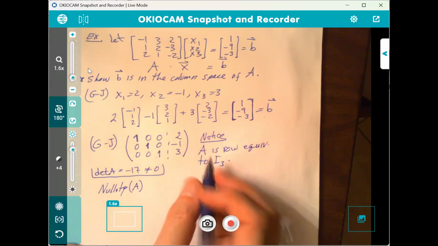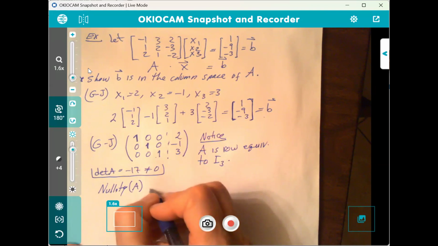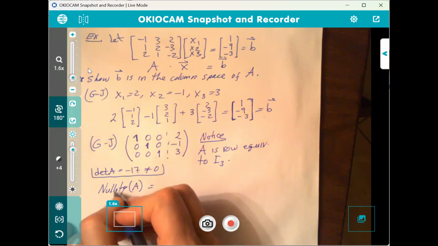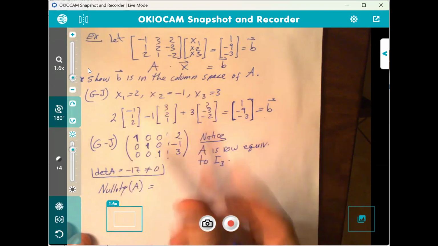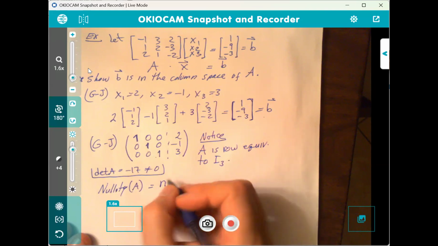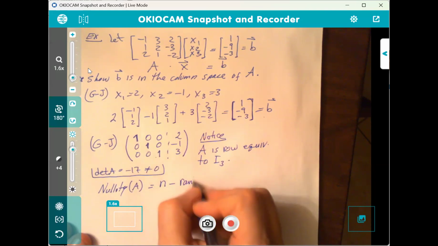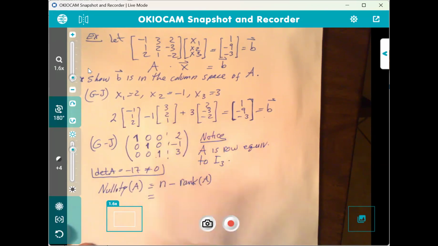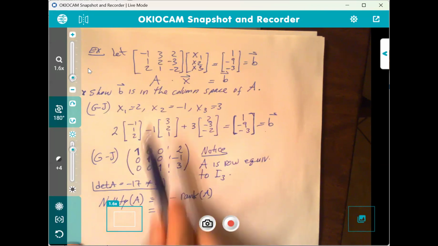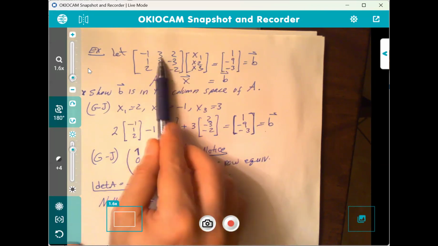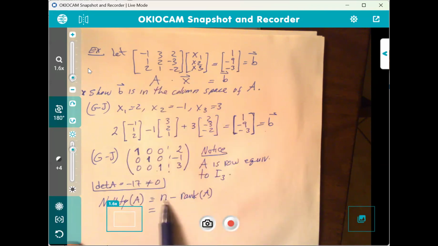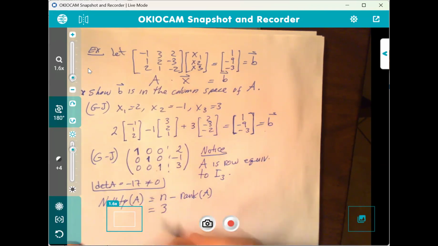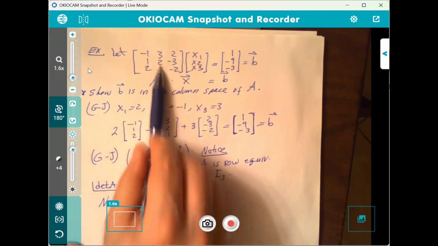Nullity of A is going to be, in this case, number of columns of A, right? 1, 2, 3. It's n minus rank of A. Remember, n is the number of variables, because the matrix of coefficients has as many columns as there are variables. So that's why n is the number of columns in the matrix of coefficients. So that's 3. What's the rank of this matrix?